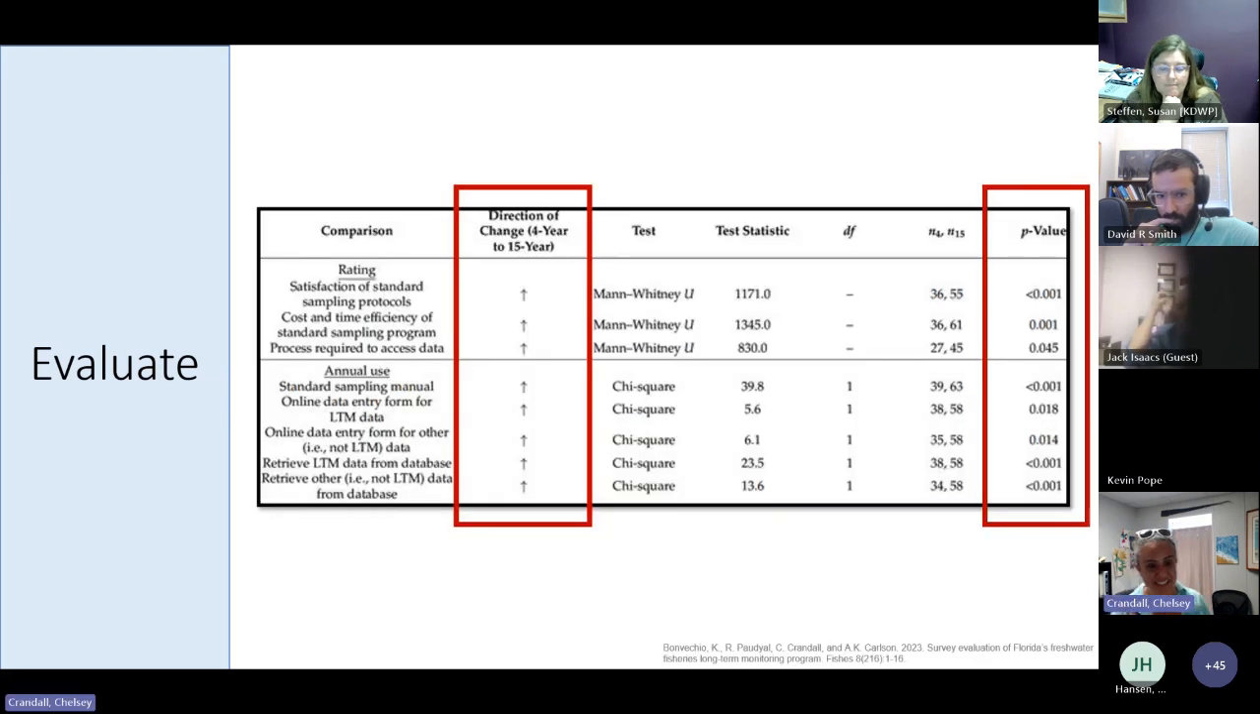And as we've seen, we can use social science to evaluate our own programs. This was work led by Kim Bonvecchio here at FWC to evaluate the freshwater fisheries long-term monitoring program and look at changes over time and see if they'd reached goals, for example, and they can use this information to inform directions that this program may take moving forward. So this was a survey of our own staff to look at, again, evaluating this monitoring program.